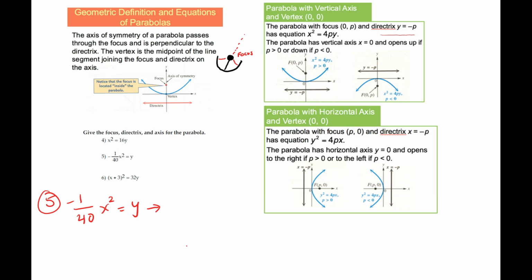So what we're going to have to do is move this to the other side. So we're going to have to divide by -1/40. Okay, and that's going to end up, if you think about it, on both sides, like multiplying by -40. So then we're going to say x squared equals -40y.